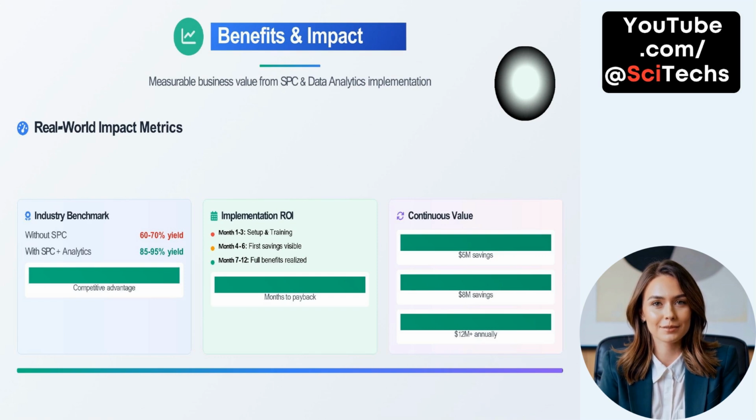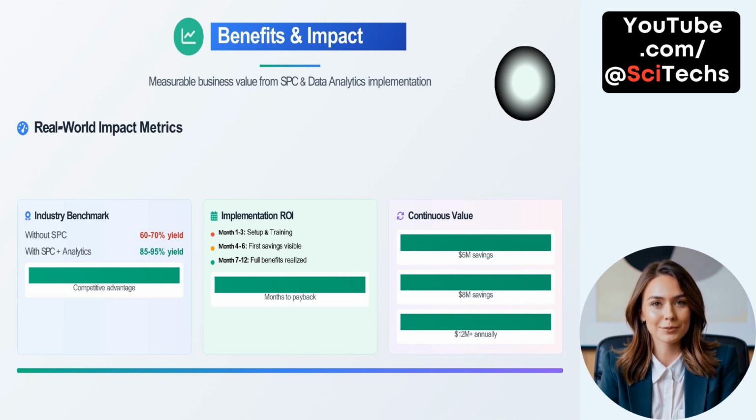Benefits and impact. The adoption of SPC and data analytics dramatically improves operational yield and business outcomes, with industry benchmarks showing a compelling contrast. Without SPC, typical yield ranges from 60 to 70%. However, with SPC and analytics in place, yield consistently improves to a range of 85 to 95%. This difference not only enhances profitability, but also establishes a competitive advantage through higher product quality and fewer defects.